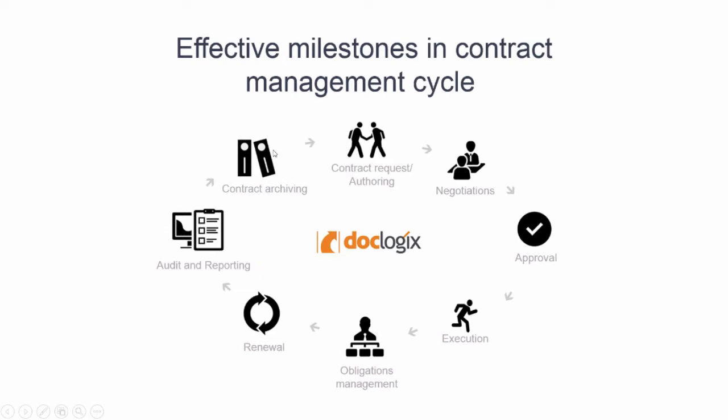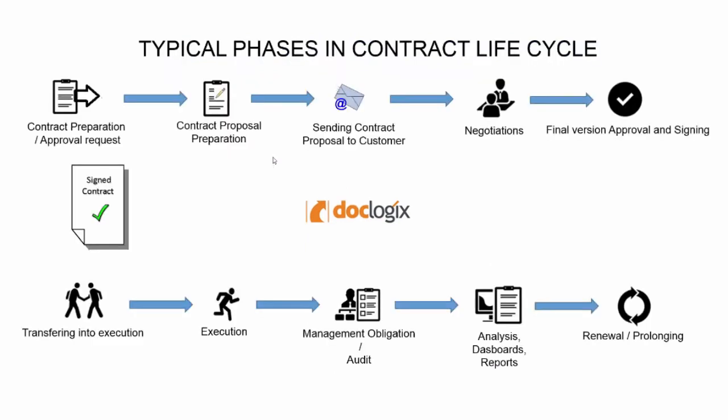So in DocLogix, we can mirror a tight connection with a physical storage of the documents, which is placing room, shelf, and segregators where the physical documents are placed. Here I'm presenting in two parts. The top part stands for creating and approving the contract. So I'm splitting it into typical stages, which later will be presented by me step by step.